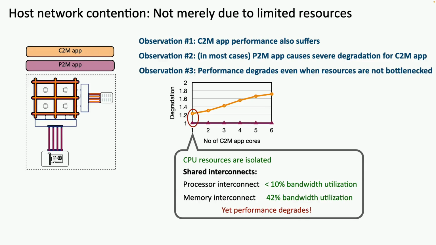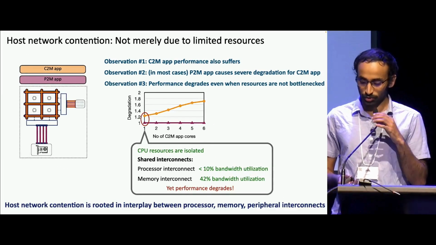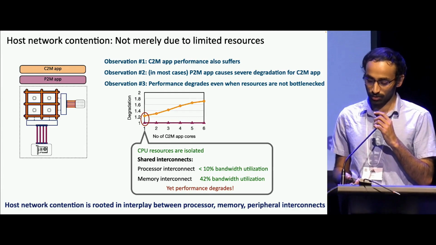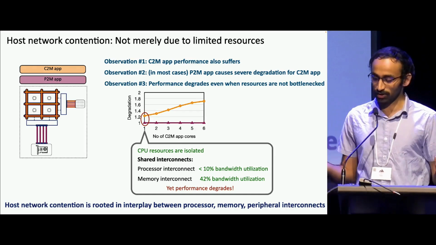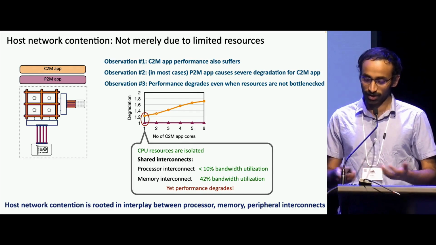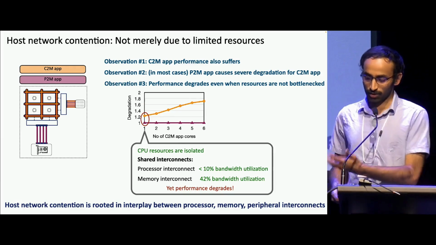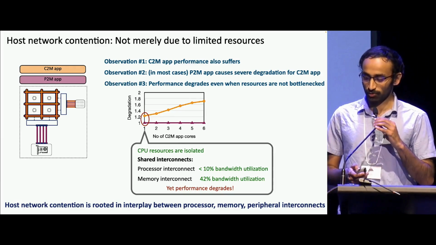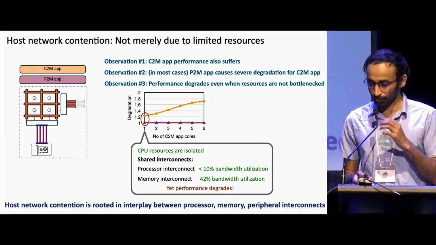So what this tells us is that host network contention is not just about individual interconnects becoming a bottleneck, but rather has to do with the interplay of all of these interconnects when they operate together to enable data transfers for different kinds of traffic. Our paper shows a much deeper characterization with different processors, different resource ratios, different applications, and so on.